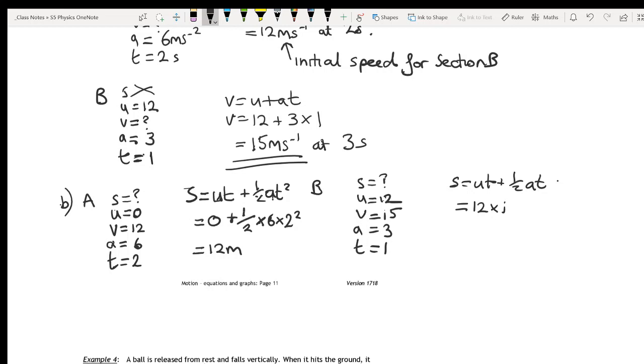Why is 2 seconds not just a full 3? Because you need to split it into the two because the acceleration changes midway through, so you have to split it. The equations won't work if you try and use it as one.